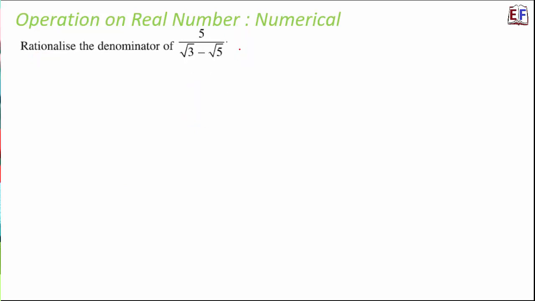Again, rationalize the denominator. In this case, it is root 3 minus root 5. So how can we rationalize it? Since it is in the form of a minus b, let us multiply it with a plus b, so that it becomes a square minus b square. Because in any case, we want to make it a square, so that it becomes a rational number. So we will multiply this entire thing by root 3 plus root 5. Again, root 3 plus root 5.